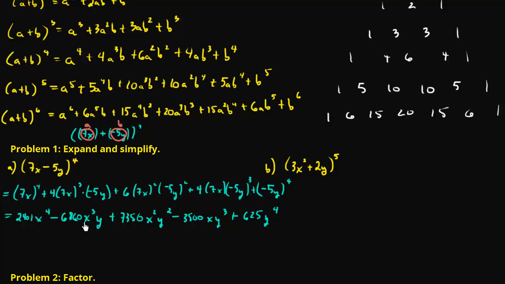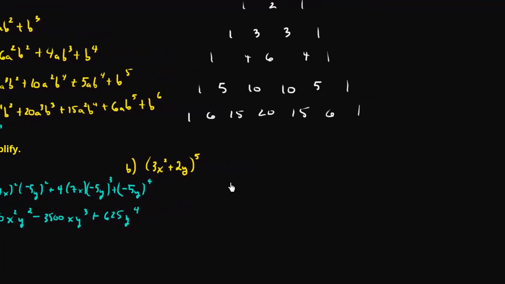And since all of the powers of the terms are going to be different, you're going to have no like terms to combine. So let's go ahead and expand 3x squared plus 2y to the power of 5 next. Here we have to go to row number 5 in Pascal's triangle, which has coefficients 1, 5, 10, 10, 5, 1. So this is row n equals 5.